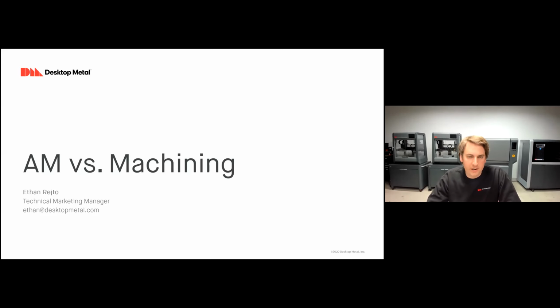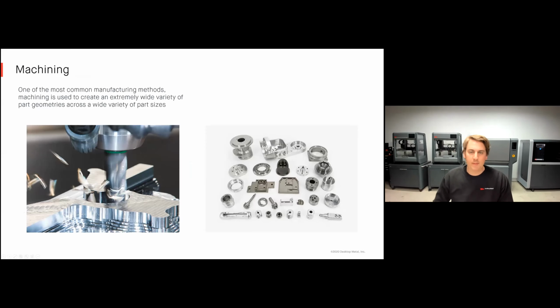I'm a technical marketing manager here at Desktop Metal, and today we're going to be talking about additive manufacturing alongside machining, or additive manufacturing versus machining. A little bit about machining, like most of you probably know, it's a very common manufacturing method, a subtractive manufacturing method. It's used to create a very wide variety of different part geometries across a very wide variety of different part sizes. As you can probably see on the screen, everything from very small parts to very large parts, from one part to even hundreds of thousands or even millions of parts, depending on the geometry.